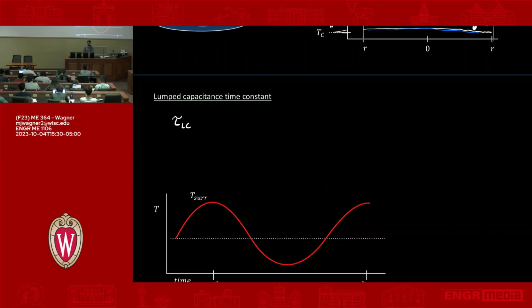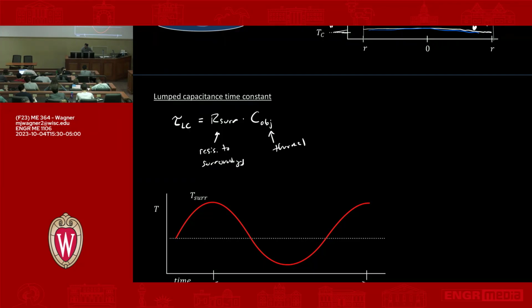So tau LC, we can compute that as follows. It's just our resistance to surroundings times the thermal capacitance of the object. So let's just note this is the resistance to surroundings. This is the thermal capacitance of the object.